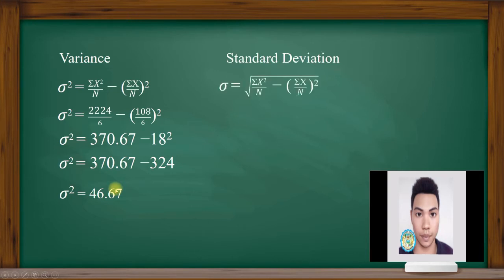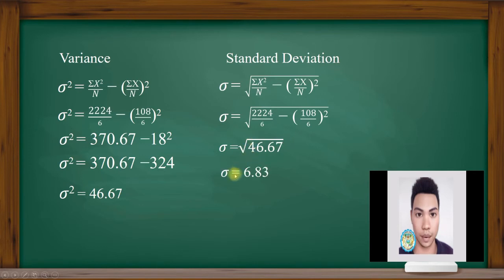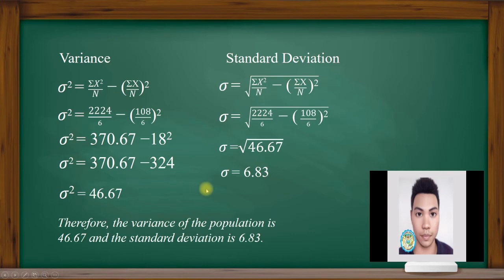And for the standard deviation, we just take the square root of the variance formula here on the right side. So we got the variance earlier, which is 46.67. So we just take its square root. So the standard deviation is 6.83. Therefore, the variance of the population is 46.67 and the standard deviation is 6.83.